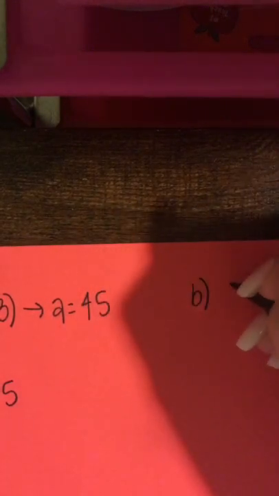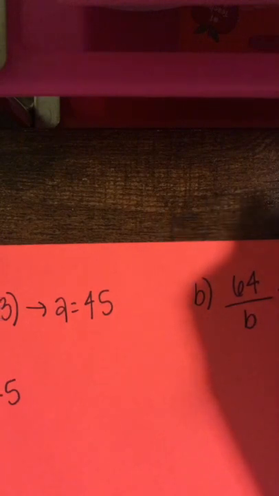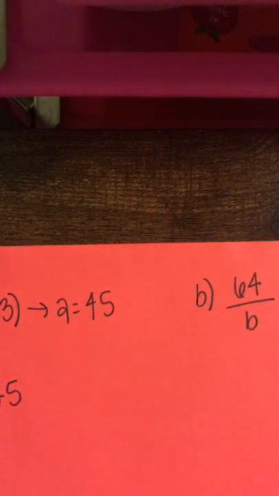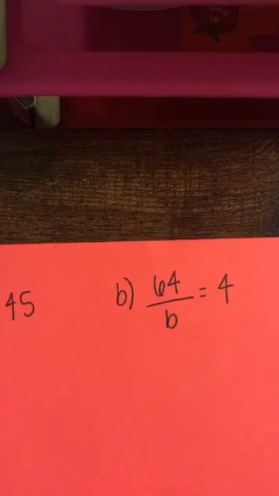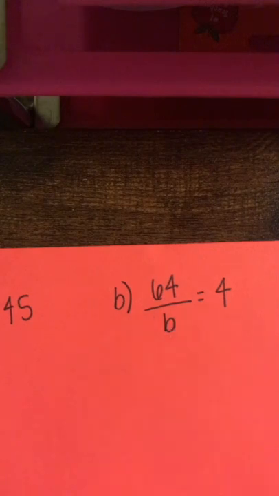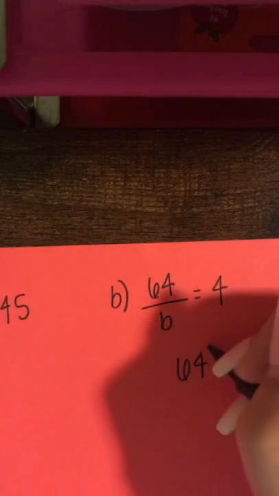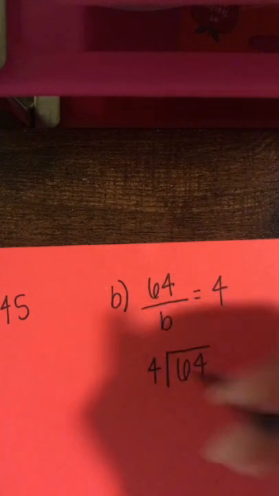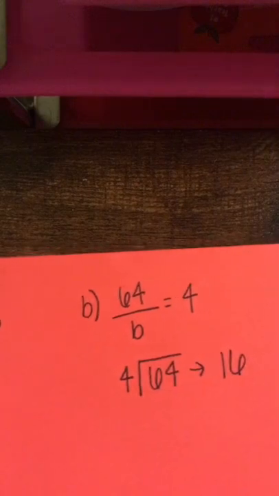For b, we will do the same thing. We have 64 divided by b equals 4. We are trying to find an unknown divisor in this case. So in order to do this, we divide the dividend by the quotient. That gives us 64 divided by 4, and that will give you 16 as your answer.